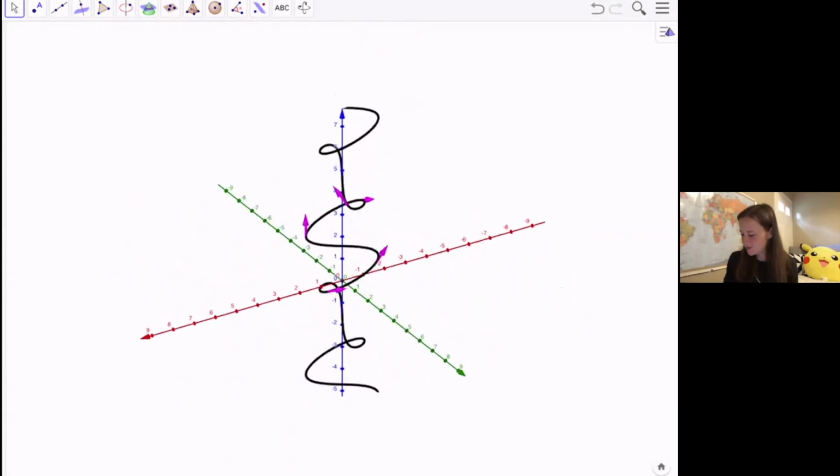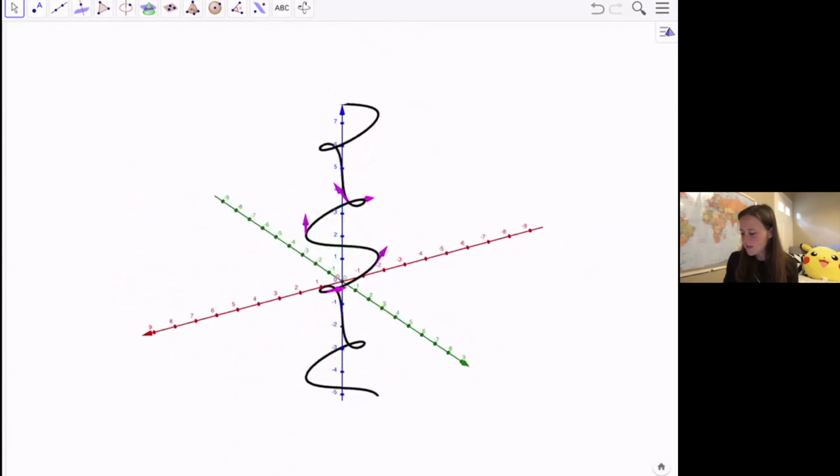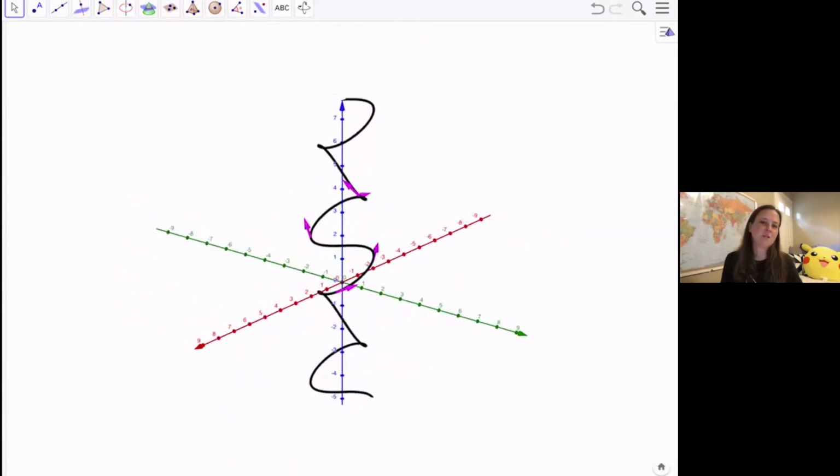All right, those pink vectors, you can see those are tangent vectors. These are actually unit tangent vectors. And by that, we mean tangent vectors that have a length of 1. And this unit tangent vector is going to be important for lots of different things. So let's figure out how to find these unit tangent vectors.